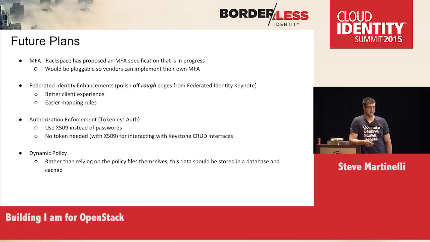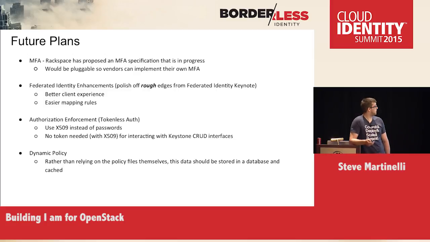Federated identity enhancements. As the first speaker said, using those mapping rules, that mapping engine, it can be a little bit tedious. You end up copying and pasting a lot of things, and we're looking for ways to improve this. Just making the mapping rules easier by using whitelists or blacklists, and just better client experiences when trying to do the Keystone to Keystone authentication. And then we want to get rid of passwords completely, like between the service accounts. There's no reason for them to be using this. We can just use X509 certificates.